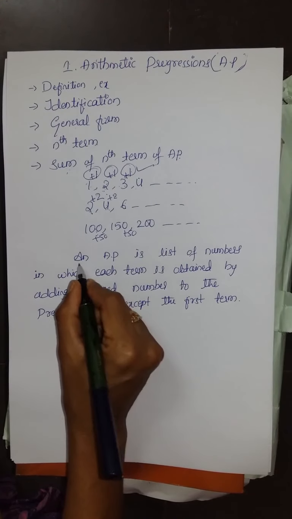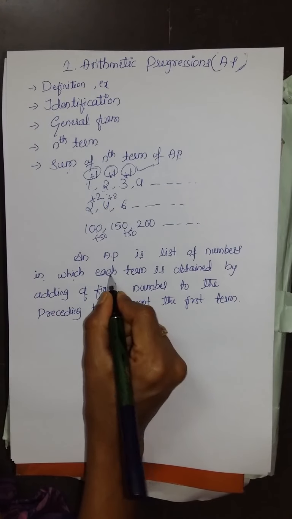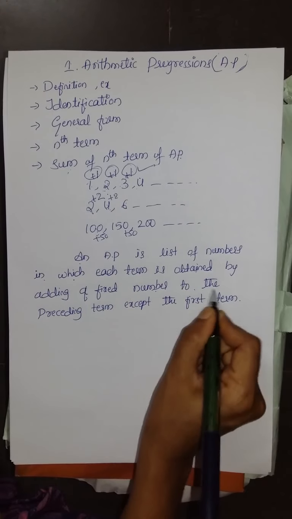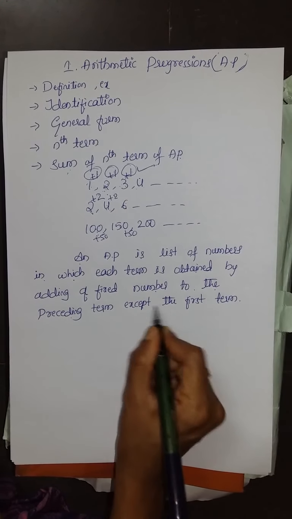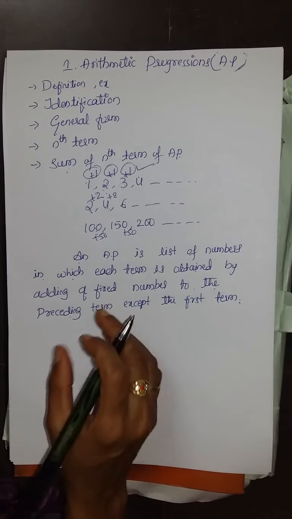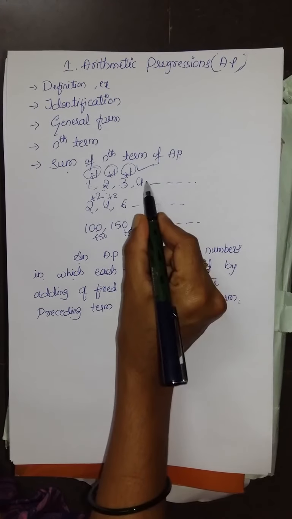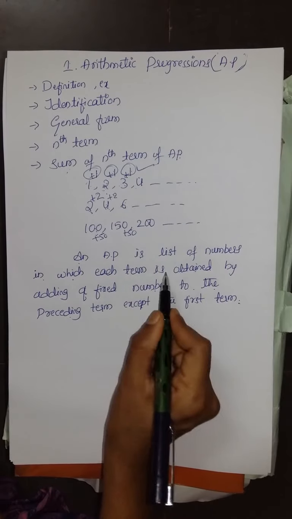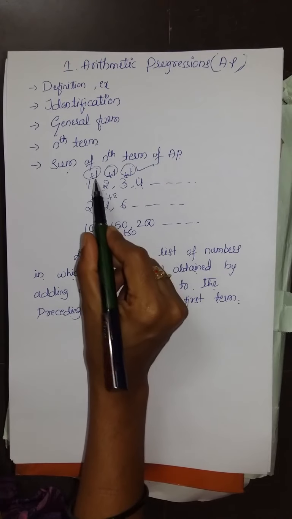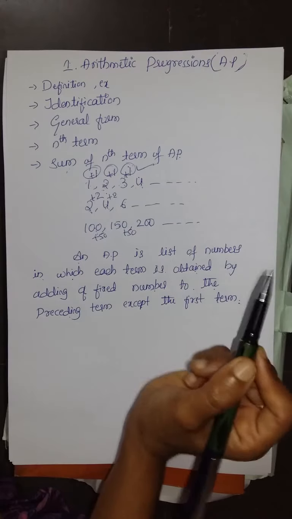So an AP is a list of numbers in which each term is obtained by adding a fixed number to the preceding term, except the first term. To know the definition of AP, yes, this is a list of numbers. Here each term is obtained by adding a fixed number. When we add a fixed number, then we get an AP.